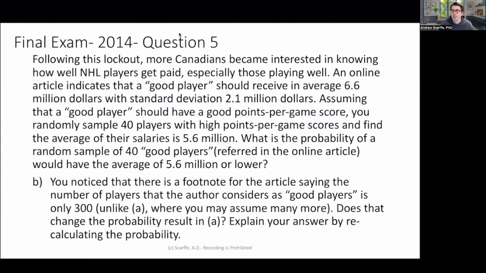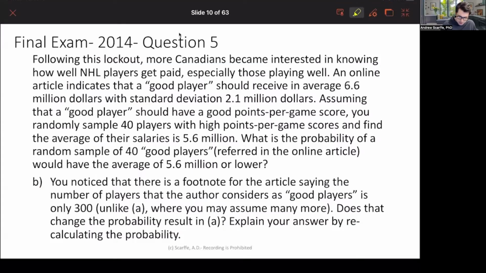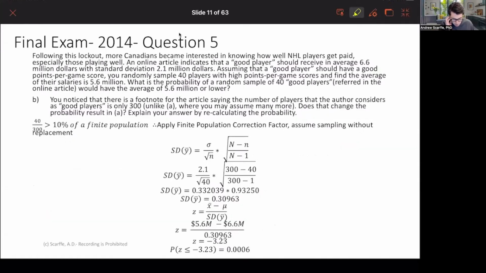If you're given a question like this, it's kind of a concept understanding question. And this is where it is important that you check your assumptions and conditions for your normal distribution with almost every question where you rely on the normal distribution. So in this question, they tell us that the author considers good players to be only 300, unlike part A, the question we just did, where we assumed that there were many more.